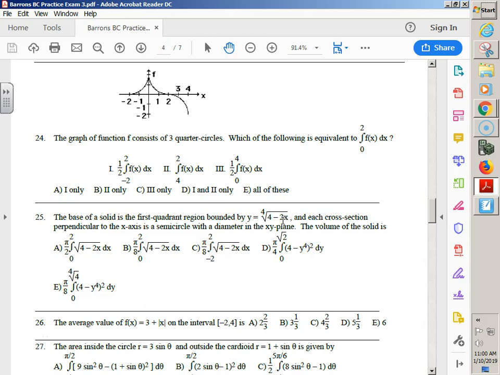I think it was a mistake in how, this is Barron's, not College Board, right? College Board has a lot more editors. I think they would have said 3 equivalent quarter circles in the AP. But I agree with you, the question could have been better. So based on your logic, true, but based on what they intended.